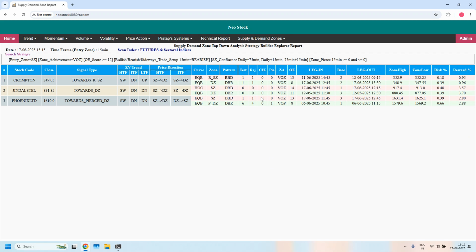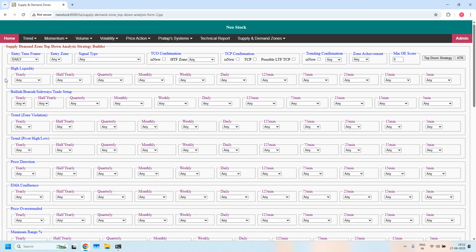Okay, next hourly income trade. Hourly income trade, sideways long trade setup, entry time frame 5 minutes, entry zone, demand zone. In bullish or bearish or sideways at 5 minutes, I am selecting sideways long. Zone achievement violated opposing zone.